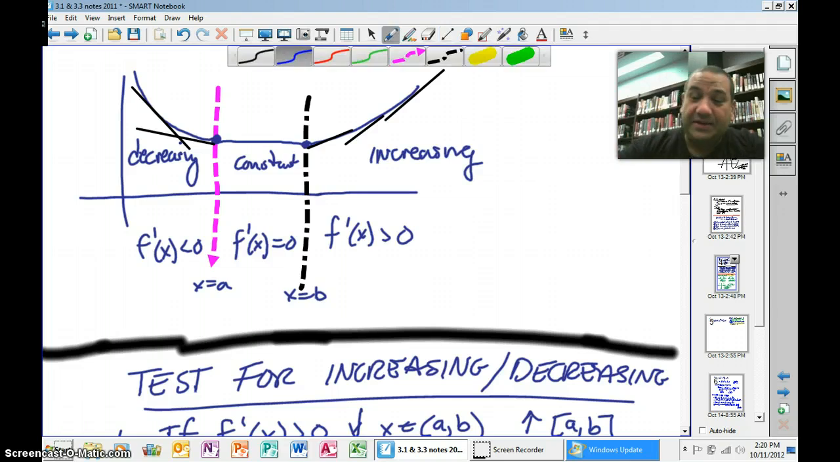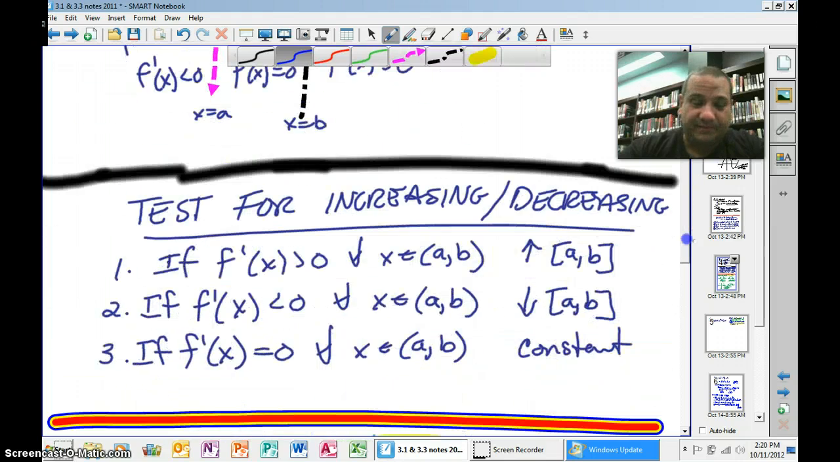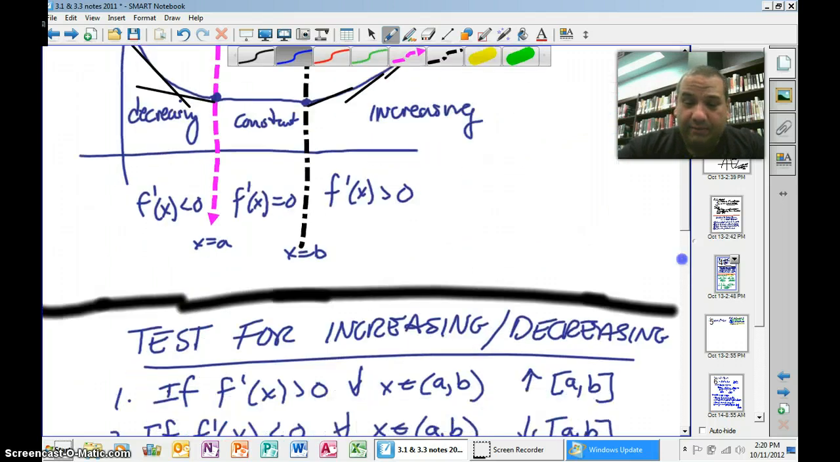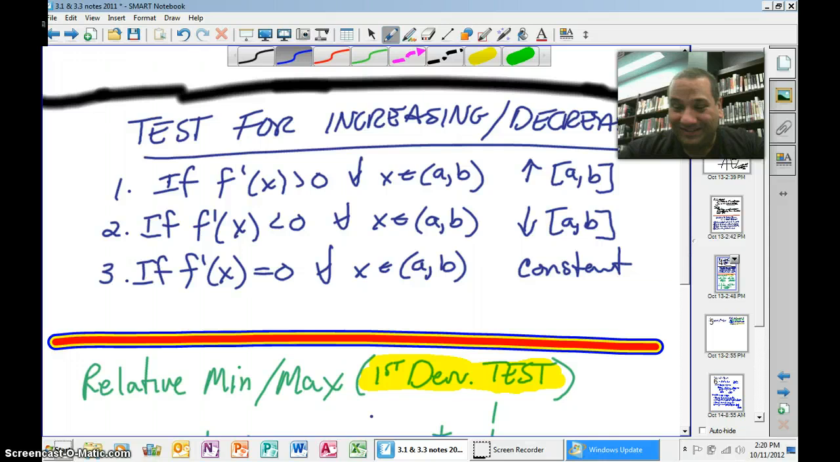Now you test for this. How do we test for this? If the derivative is greater than 0 for all x in the interval, then it's increasing. If it's less than 0, then it's decreasing, and if it's 0, it's constant. There it is in math terms.